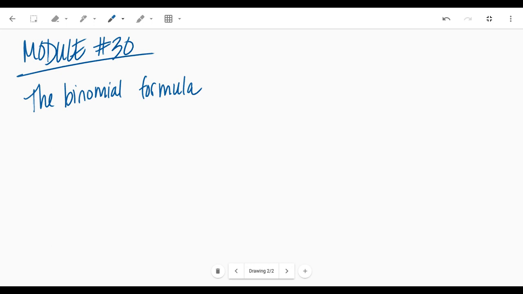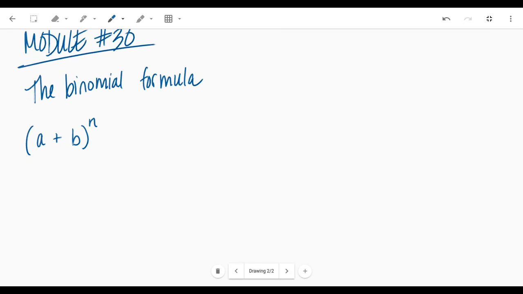If we have an expression of the form (a + b)^n, and we wanted to completely expand it, it might take us a while, but we can also use the binomial formula to do this. There's a couple pieces to it.